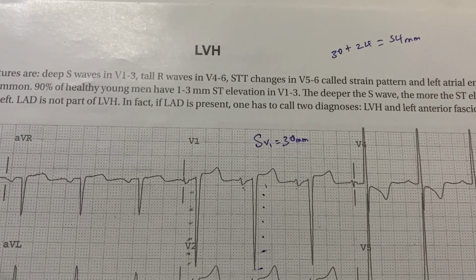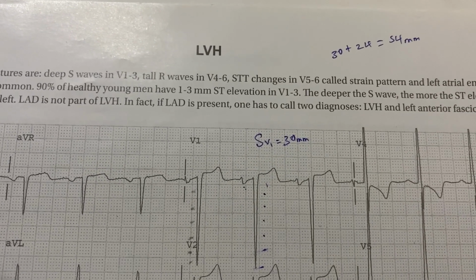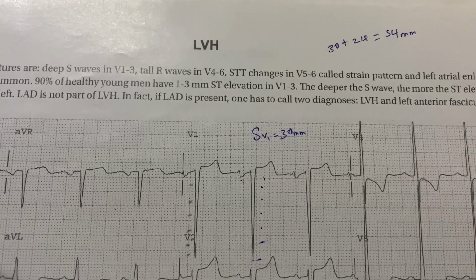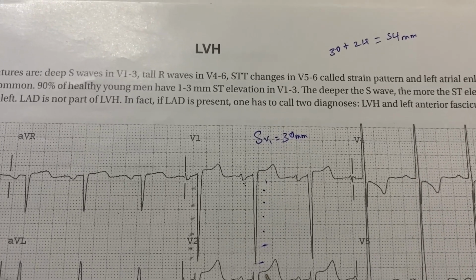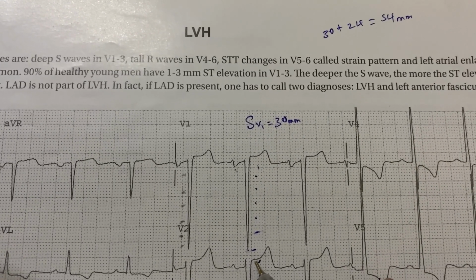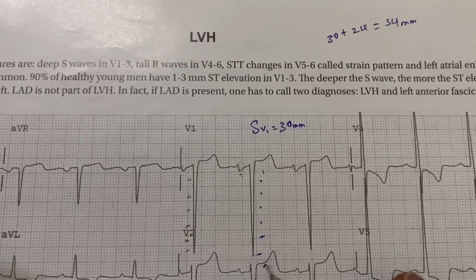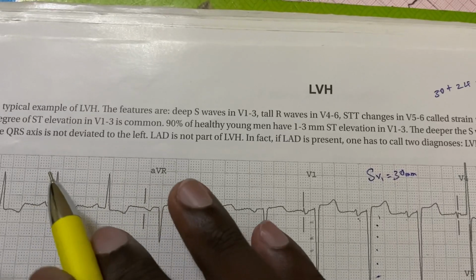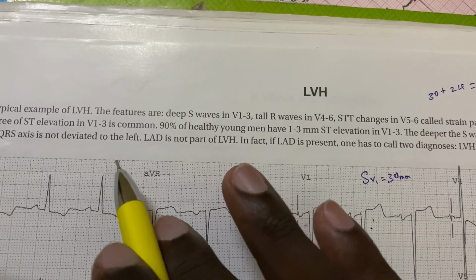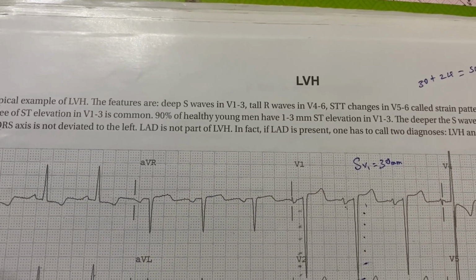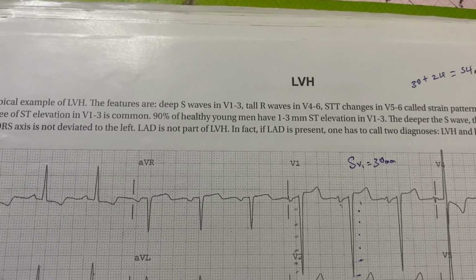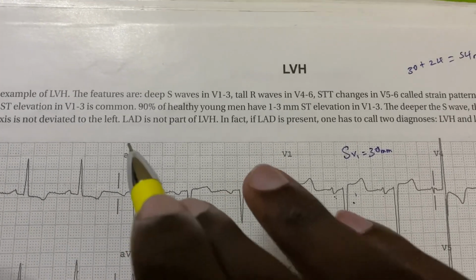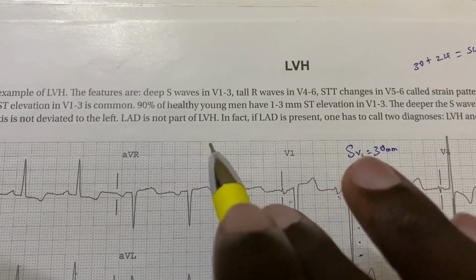If it's early repolarization, it is very mild and it has a characteristic feature. For example, like this one. This is early repolarization changes. Note that the QRS axis is not deviated to the left. Here we don't have left axis deviation. Left axis deviation is not part of LVH.